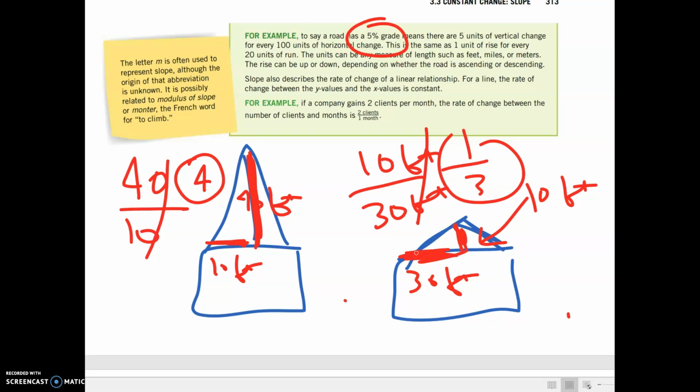All right, so there's lots of words we use for it. It's a rate, it's rise over run, it's a grade, it's a pitch. They all kind of go with this. All right, let's look at the next example here.